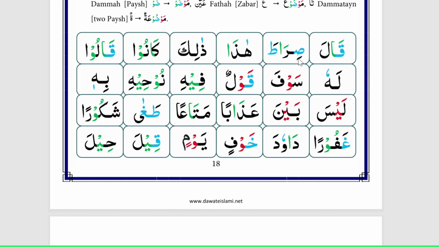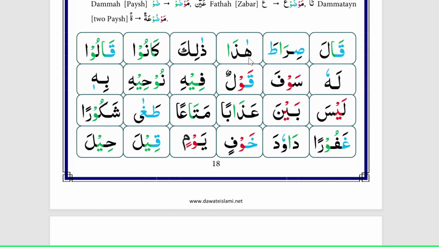Sad, Zir, Si, Ra, Alif, Zabar, Ra, Sira, Ta, Zabar, Ta, Sirata. Sad is from Mustaliya letters, Ta is also from Mustaliya letters. Ra will be pronounced in a thick tone, because we have learned if Ra has Fatha or Dhamma on it, then Ra will be pronounced in a thick tone, and the Alif will be stretched equal to 1 second, because Zabar comes before Alif.